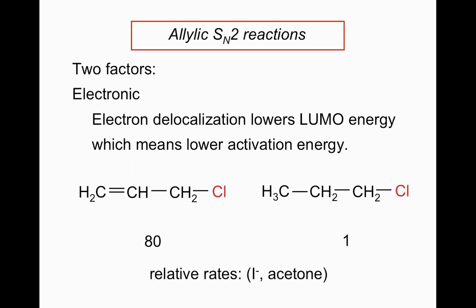The second factor that explains the relatively faster rate of SN2 substitutions at allylic positions has to do with the electronic effect due to the proximal pi bond. Electron delocalization lowers the lowest unoccupied molecular orbital's energy, which means there's lower activation energy for the SN2 reaction to take place.